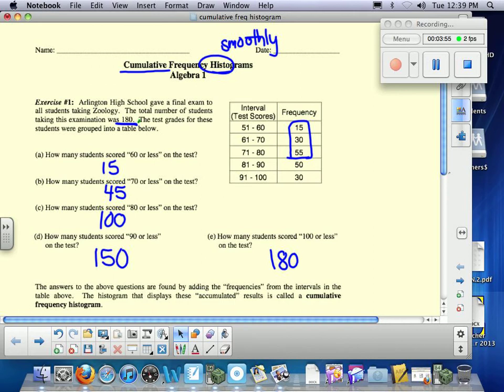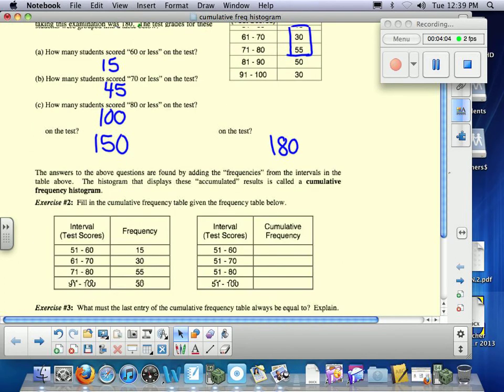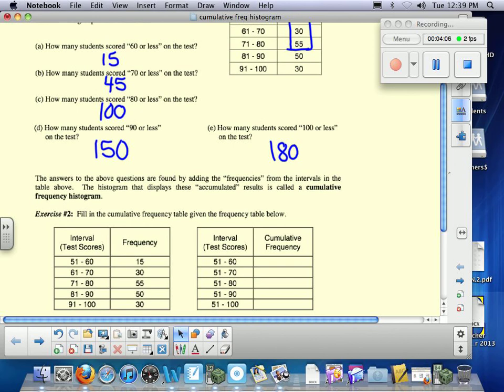Okay, great. This is a wonderful example. You just did cumulative grades for this test. It is kind of easy. Let's slide down. We've got a table down here. Look at the difference in the table. What's going on with our frequency table versus our cumulative frequency table?